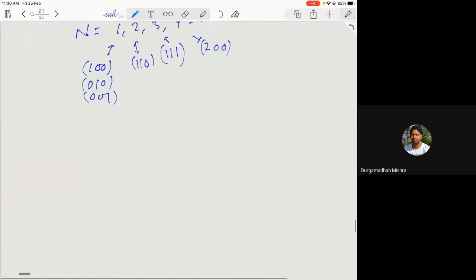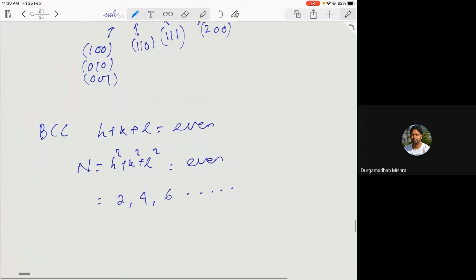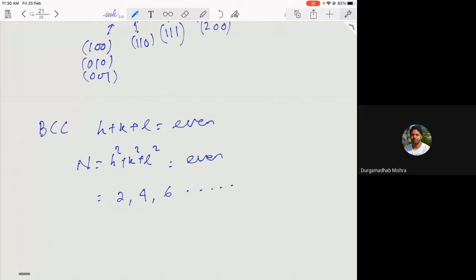Now, what is the condition for BCC? So for BCC, we said H plus K plus L should be even. So in that case, when you take the square, N will always be even. That means N should have values 2, 4, 6, and so on. So when N is an even number, you will observe a diffraction peak, and then you say this is a BCC crystal.